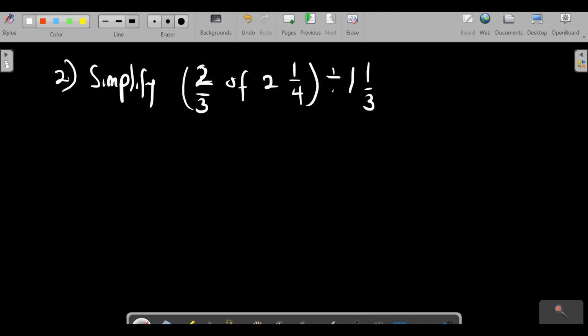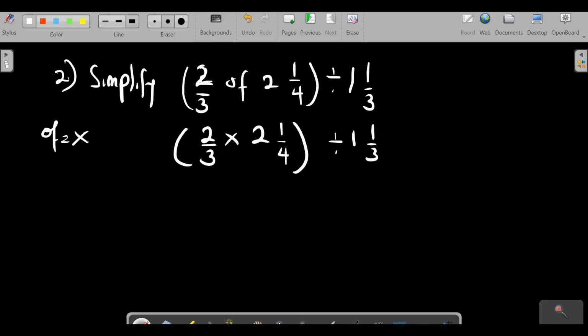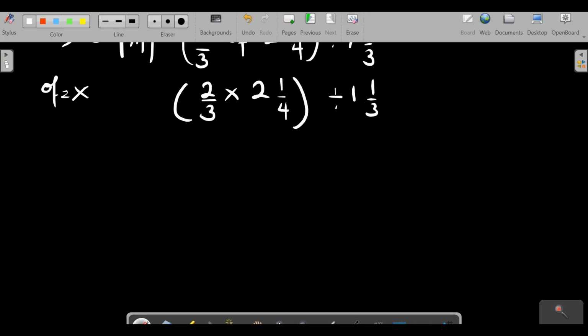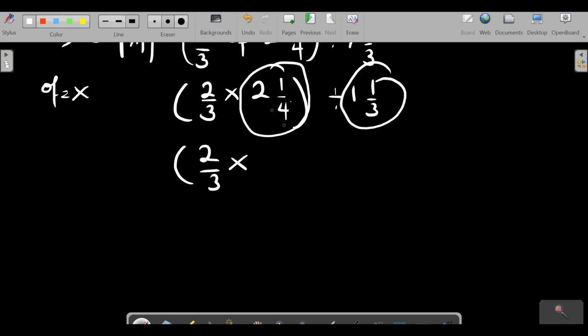So you are welcome to the second question. The other one is that we should simplify 2 over 3 of 2 and 1 over 4 divided by 1 and 1 over 3. So the first thing is that I'm going to interpret "of" here as times. So I'm going to rewrite the equation: 2 over 3 times 2 and 1 over 4 divided by 1 and 1 over 3. What's our first step? We're going to change all the mixed fractions into improper fractions. This is a mixed fraction and this is also a mixed fraction. So this will be 2 over 3 times, this is 4 times 2, 8 plus 1, that will be 9 over 4, divided by 3 times 1, 3 plus 1, that will be 4 over 3.